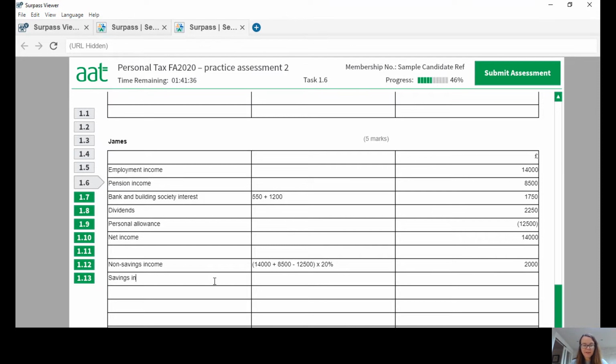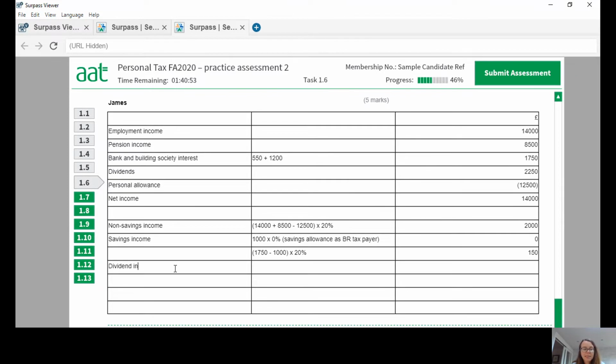Then we've got our savings income. So a basic rate taxpayer we have here, net income of 14,000. So the first 1,000 will be at 0%. So savings allowance as basic rate taxpayer. And then, so show the examiner what we're doing, even though it's fairly obvious, 1,750 minus 1,000, still at the basic rate. So 750 at 20% is 150.